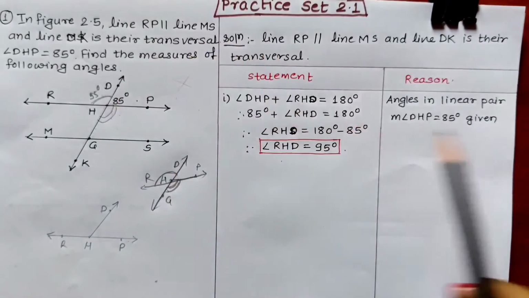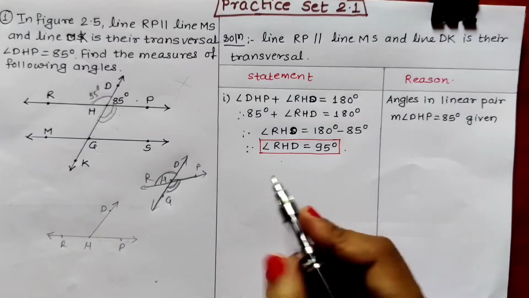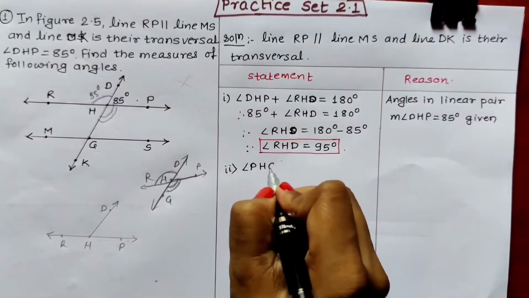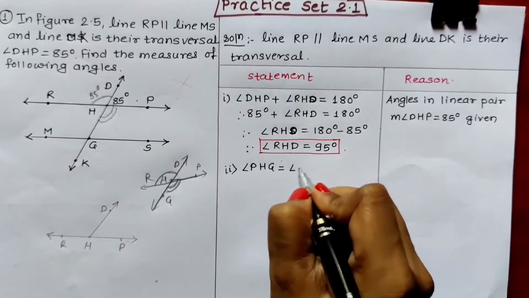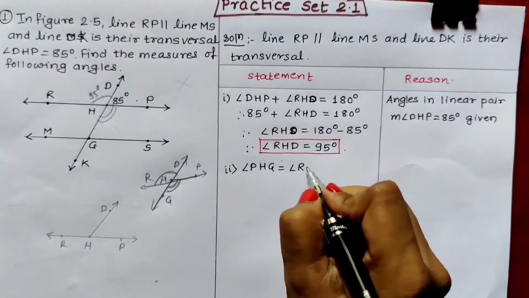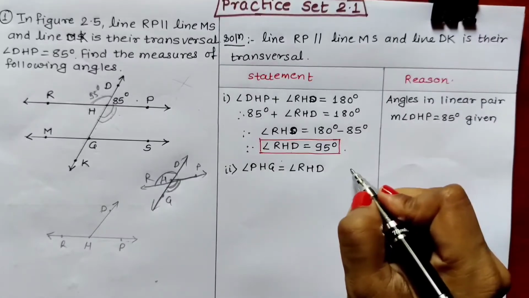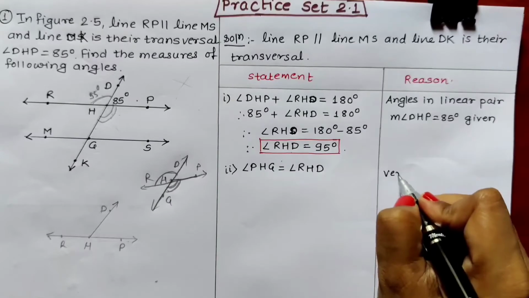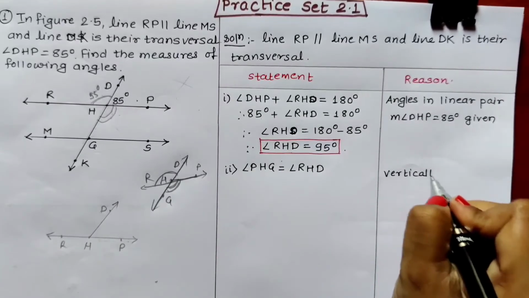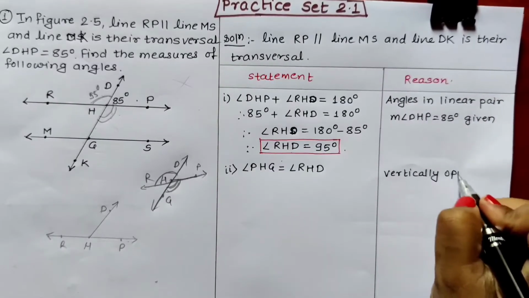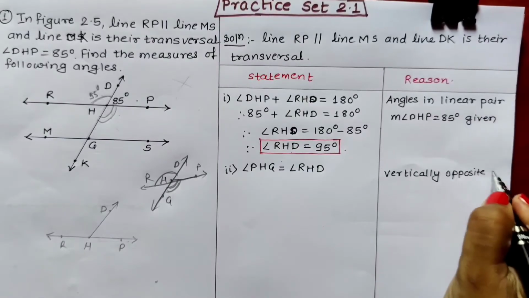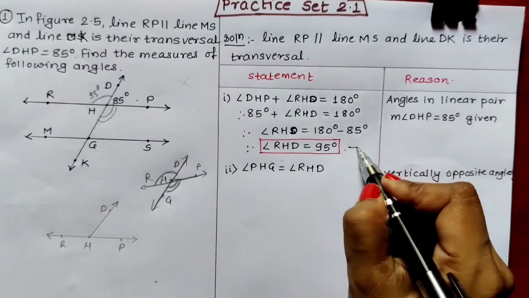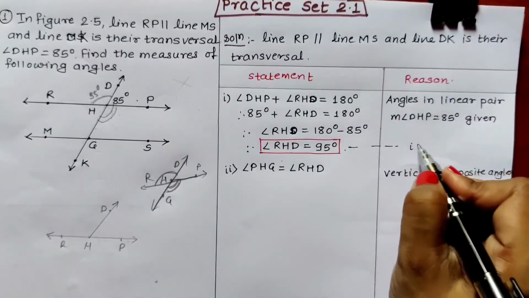So here we can write, second one, angle PHG is equal to angle RHD. The reason for this statement is vertically opposite angles. Okay, these are the vertically opposite angles. Here we can write, this is number 1, statement number 1.